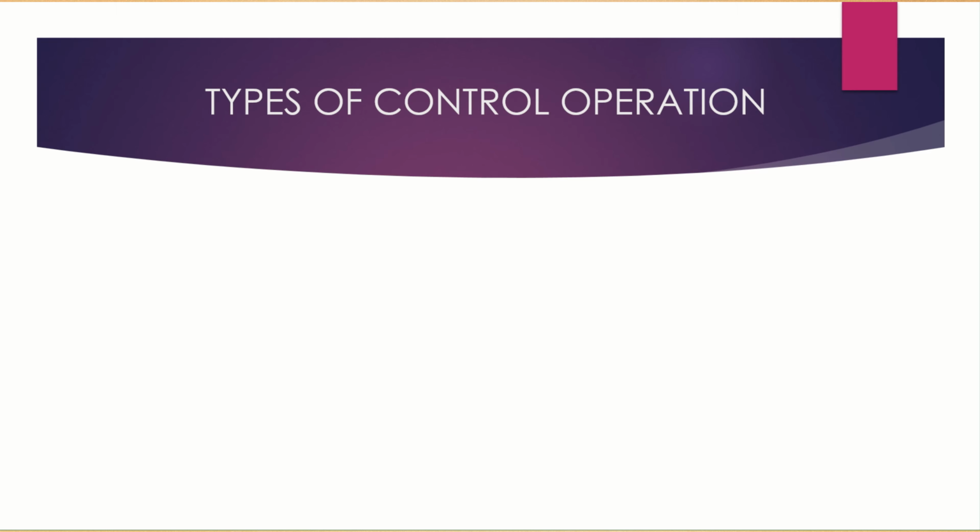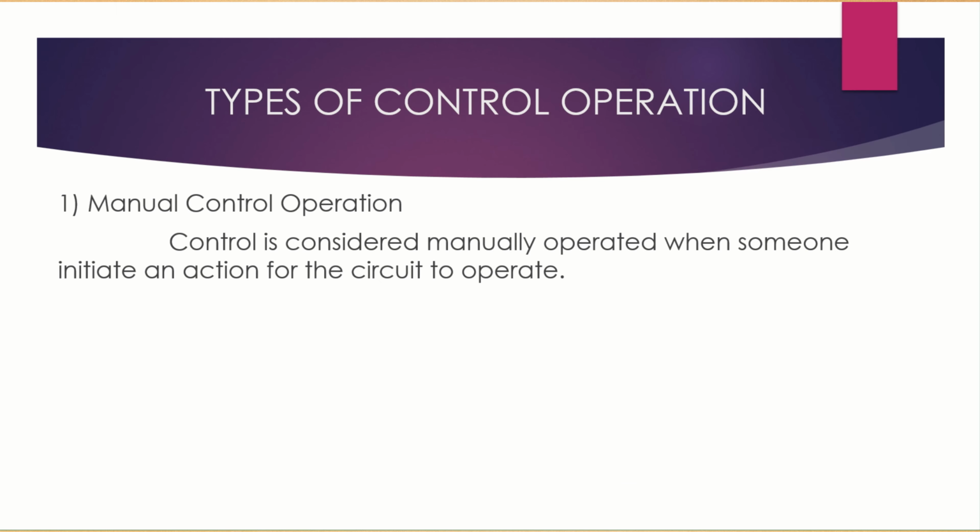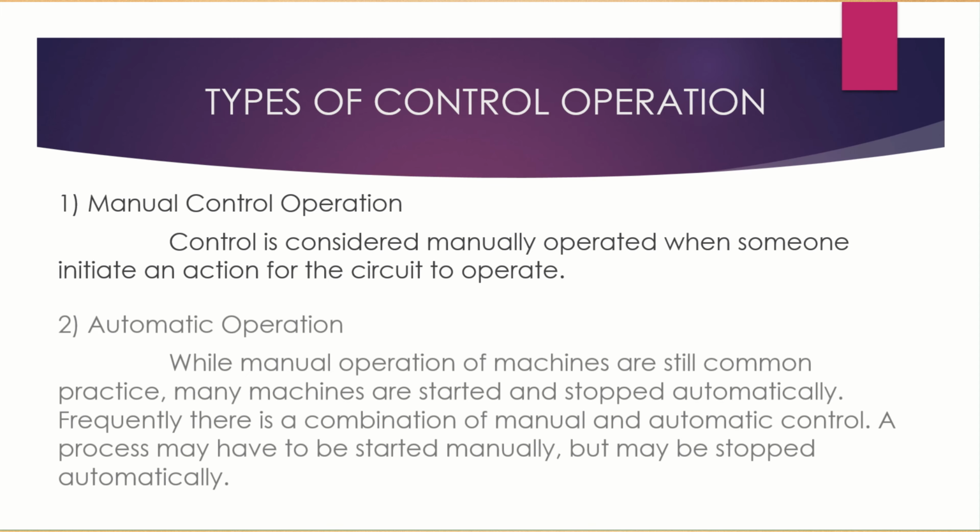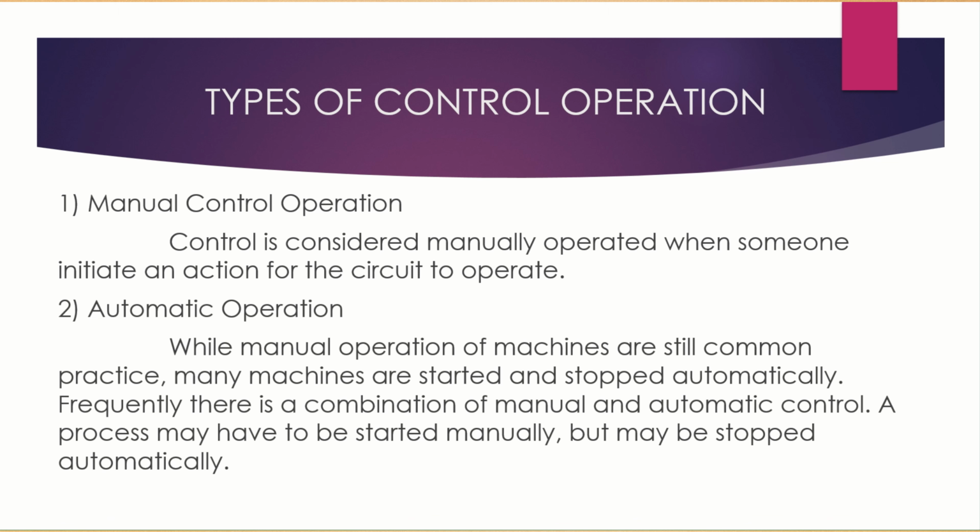We have the types of control operation. 1. The manual control operation. It is a control that is considered manually operated when someone initiates an action for the circuit to operate. Second is the automatic operation. While manual operation of machines are still common practice, many machines are started and stopped automatically. Frequently, there is a combination of manual and automatic control. A process may have to be started manually but may be stopped automatically.